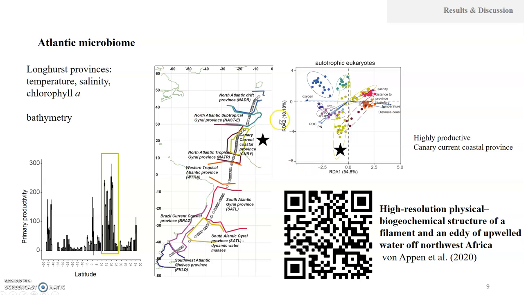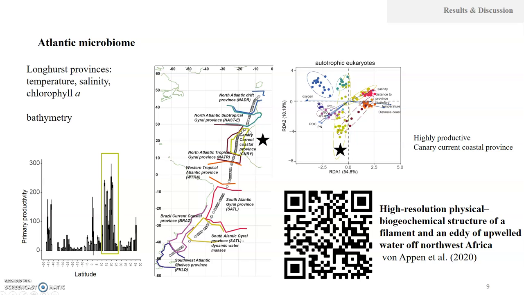Interestingly, the province with the highest productivity in our data set, as shown here with our incubation experiments, was also the province with the highest spread in beta diversity. The variability and the primary productivity increase is further discussed in the paper from von Appen et al., using a towed vehicle measuring physical and biogeochemical variables across this transect.